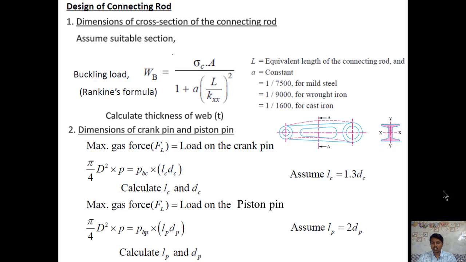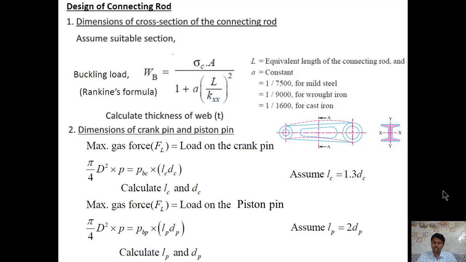The first one is the cross section of the connecting rod. The cross section decides the moment of inertia. Moment of inertia is the resistance to bending. Bending must be avoided; it occurs because if the length of the connecting rod increases, buckling may occur. So, to avoid buckling, we have to choose the right cross section. The buckling load is the load which bends the connecting rod.